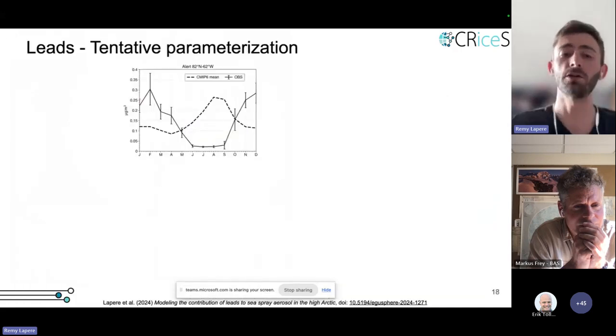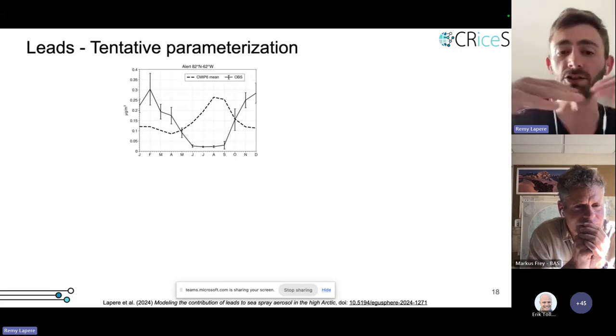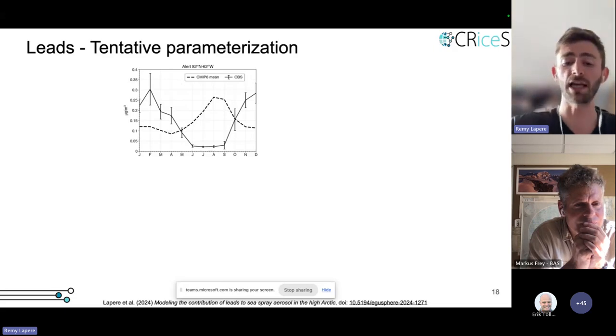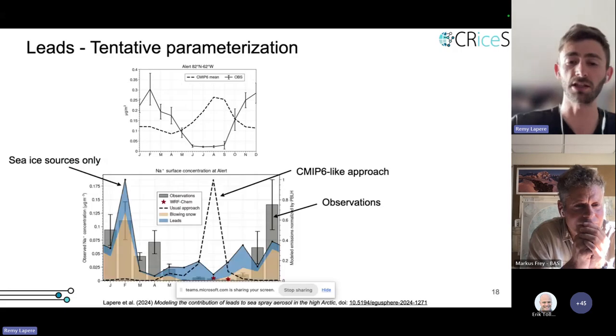But if you recall, the motivation initially to build this parameterization is because in this plot, we had that the CMIP6 seasonality was wrong at high latitude near sea ice. So did we fix anything by including these sea ice sources? So let's have a look. It's still an idealized framework, right? But let's have a look.